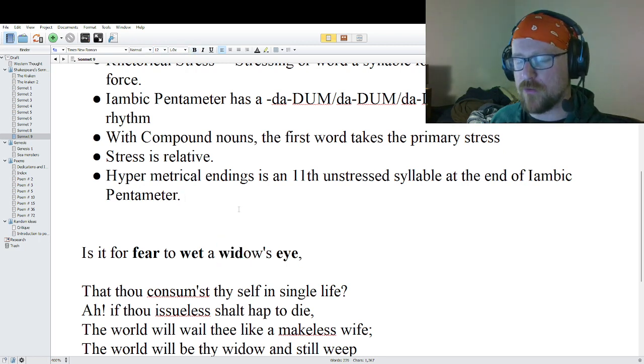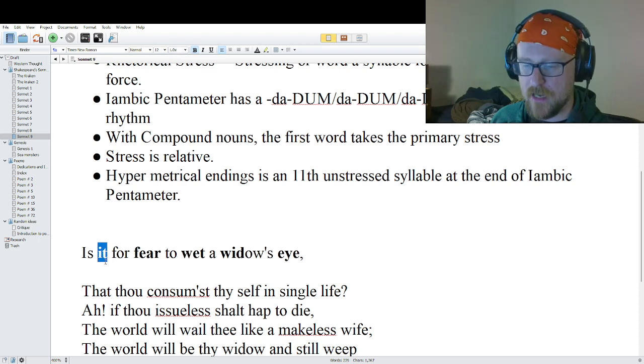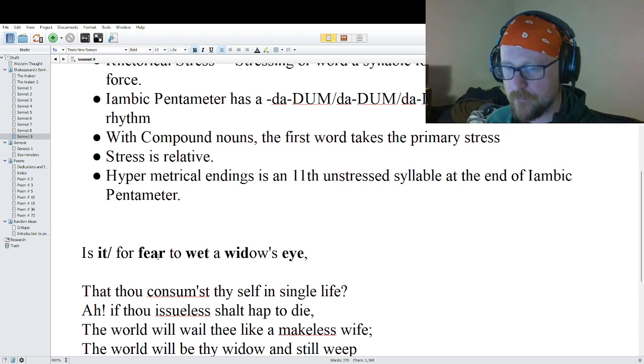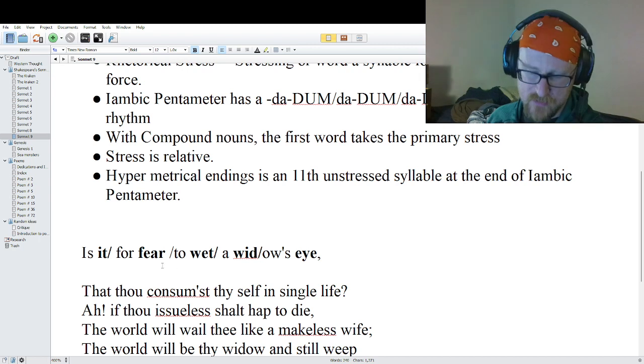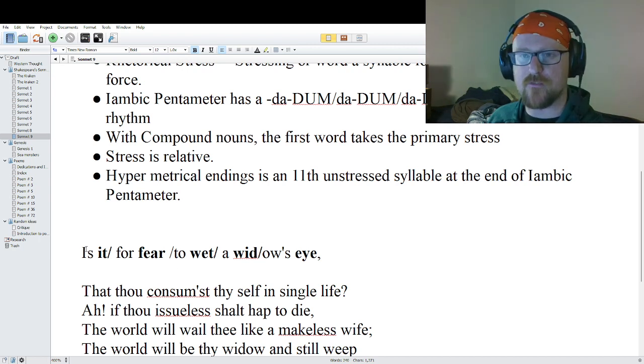Okay. And now, do we have any promotions? We got one. We have a light. You can see right here, light, light, light. So the middle one here gets promoted. Okay. And then we break this apart, and we can see the pattern. Is it for fear to wet a widow's eye?